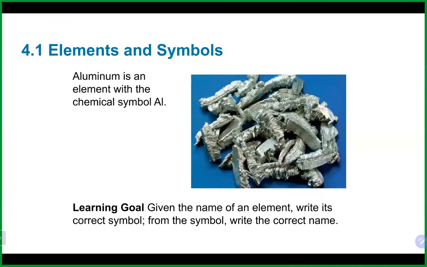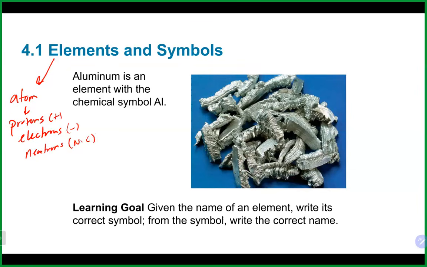The basic unit of an element is an atom. And as we'll talk about in this chapter, they contain protons, electrons, and neutrons, where protons are positively charged, electrons are negatively charged, and neutrons have no charge.